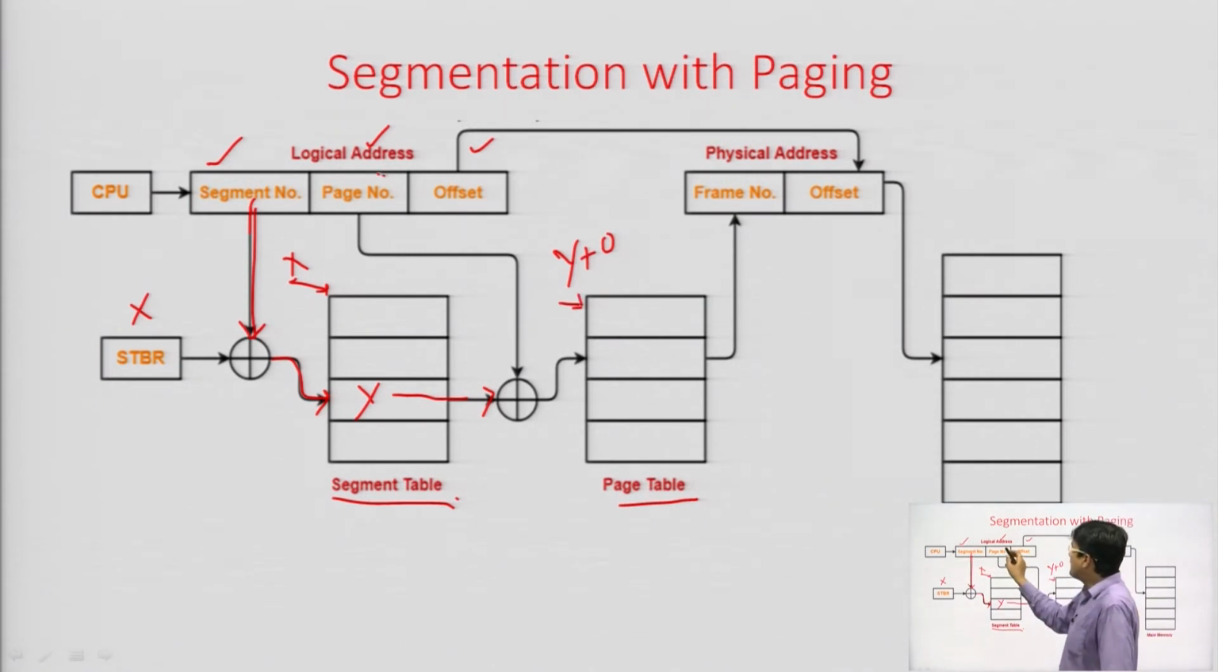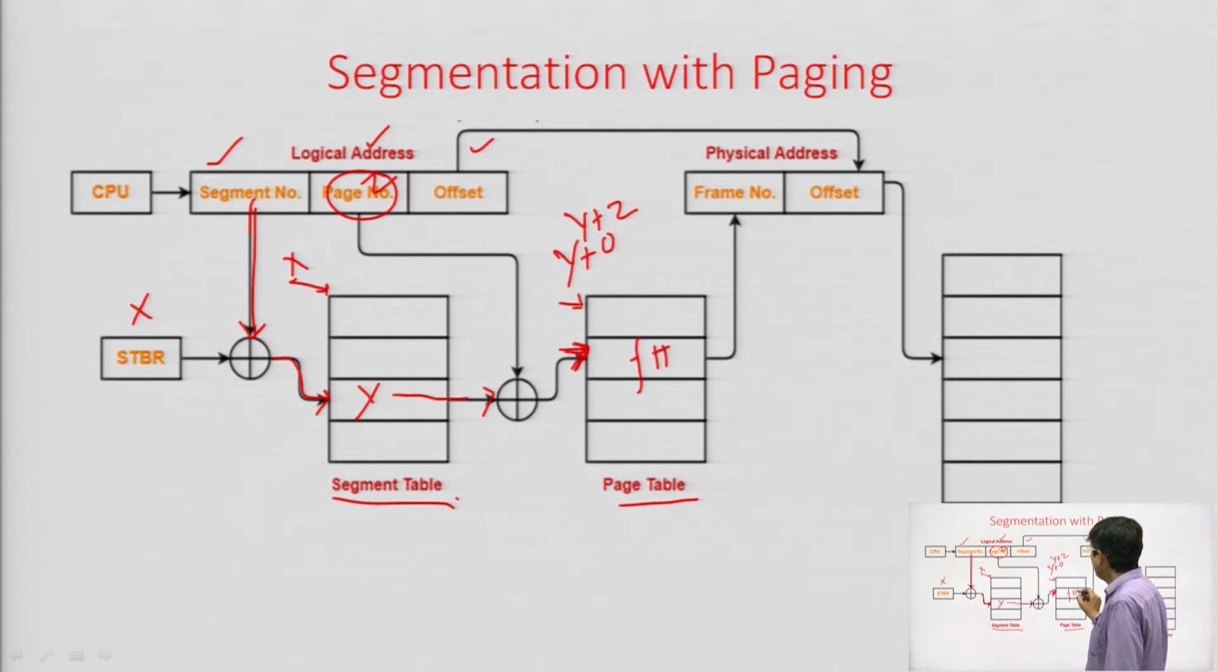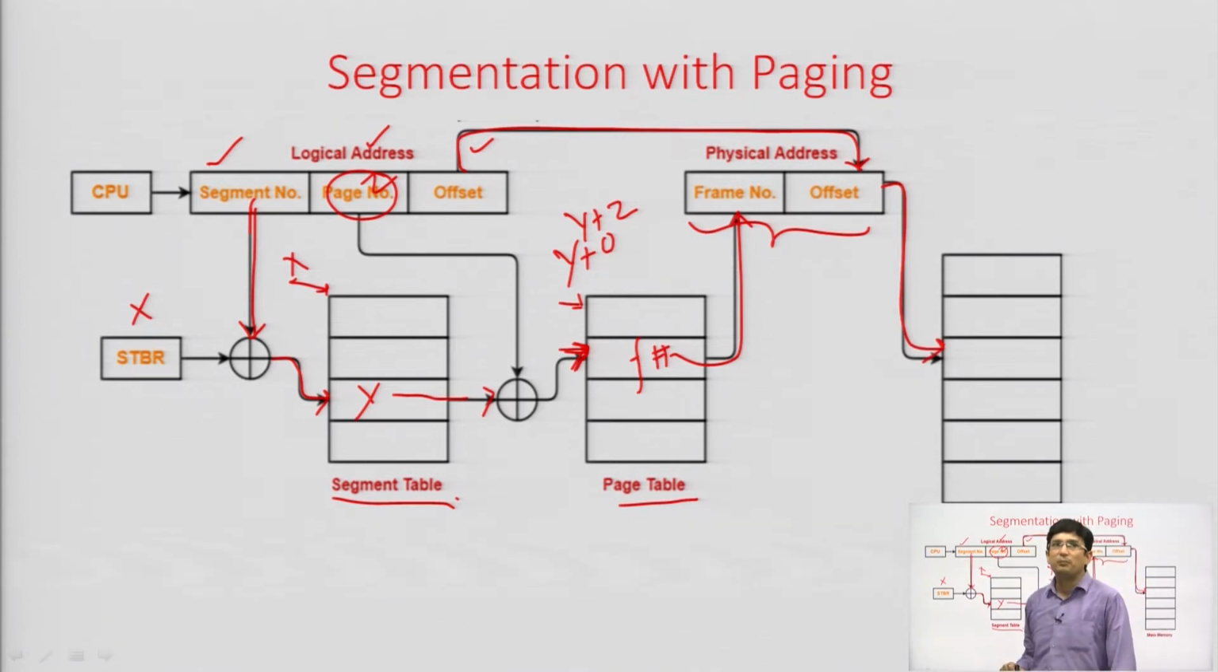But if you are referring to a particular page number, we have to add that page number to find the actual entry in the page table. Let us say this page number is z. So, y plus z will be the entry in the page table, containing the corresponding frame number. We take the frame number from here and the offset from here, and this entirely is the physical address, the location of your desired instruction in the main memory. This way we can convert the logical address to the physical address.